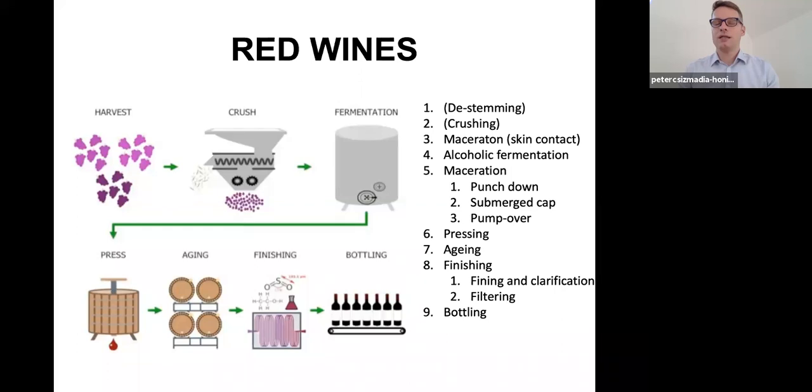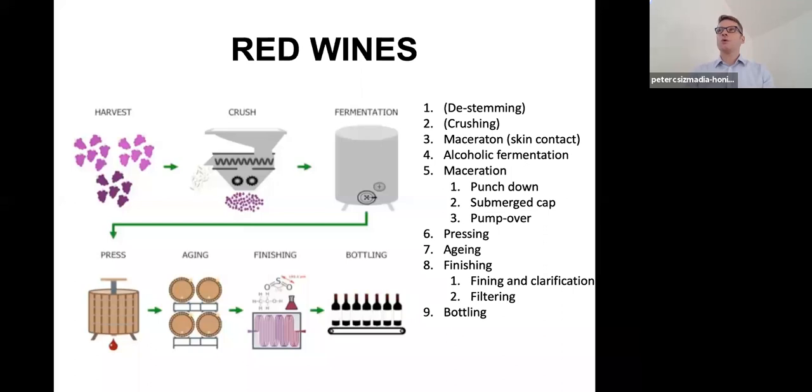And at that point, it's very unlikely that the amount of color that has been extracted is sufficient. So therefore, you continue with maceration, and the maceration in this instance is what we call the post-alcoholic fermentation maceration, so the maceration after the alcoholic fermentation. How can you aid the extraction of both color and tannins at this stage? There are three techniques for this.